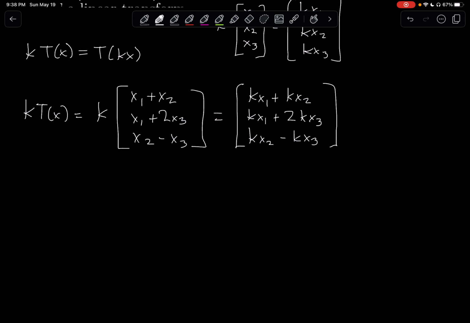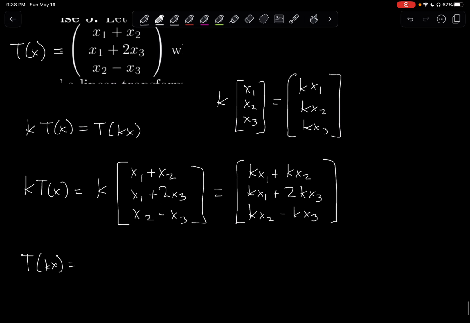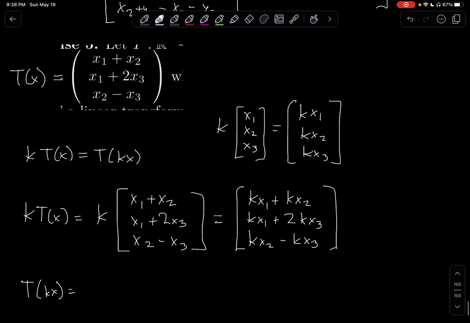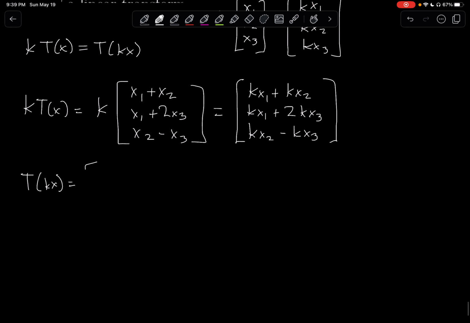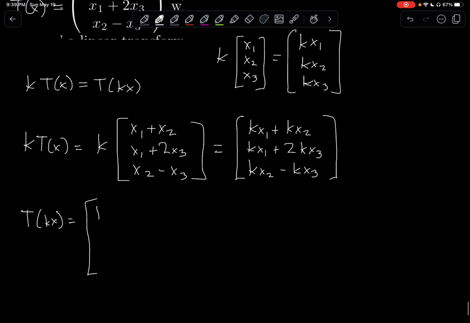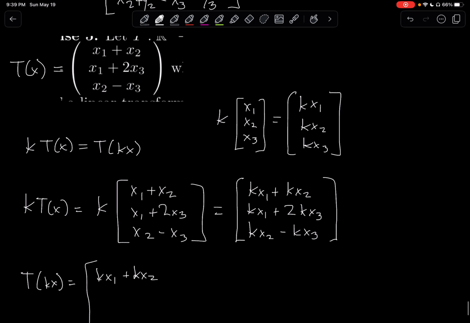So okay, we have T of kx. What is that equal to? It's going to be equal to, okay, so I need the first component plus the second component. So first plus second. So that's going to be my first row. So I have kx1 plus kx2. Okay. Is that the same, right? kx1, kx2. We're looking good, right?